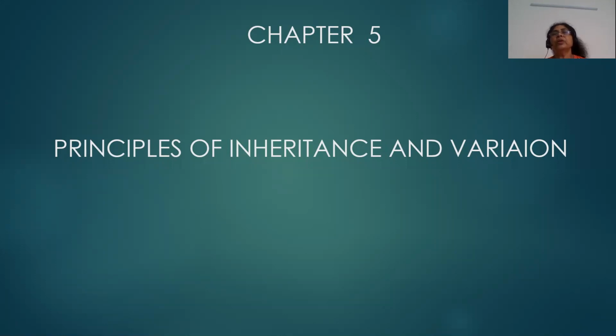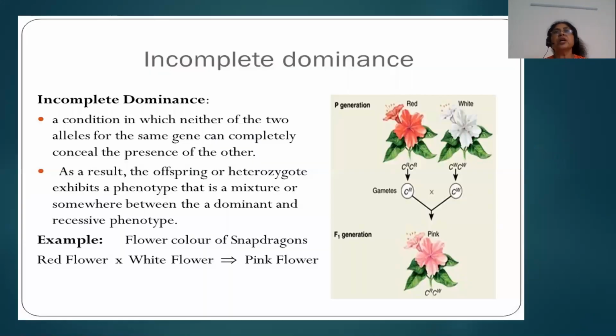In this video, I'll be discussing incomplete dominance, codominance, pleiotropy, and polygenic inheritance. So to start with, let us start with incomplete dominance.